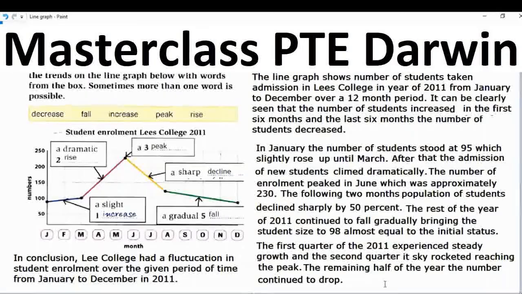So, this is like one simple way how we can describe a graph. We haven't used too many comparative forms. We can compare like here in the first quarter, the student number rose by 5%. Or we can say that in the first quarter, the Lee College only gained 5 more new students because we started with 95. So here we can say, which slightly rose until March, which showed only 5 students increase, something like that. So this way you can add more words and write a variety of sentences.